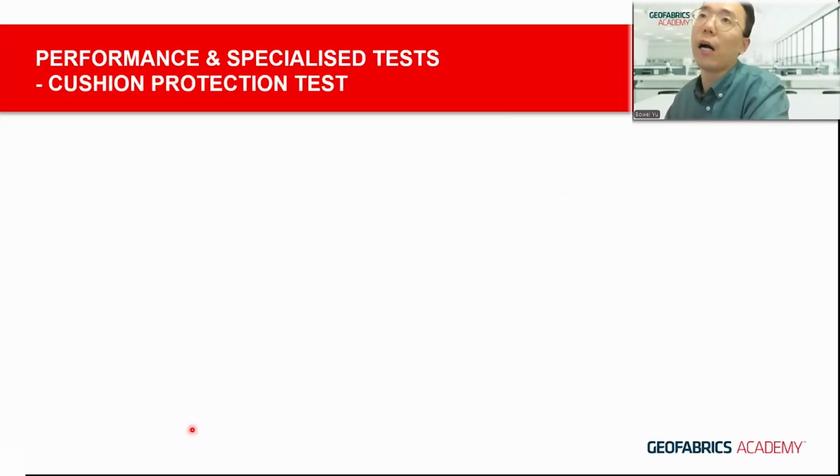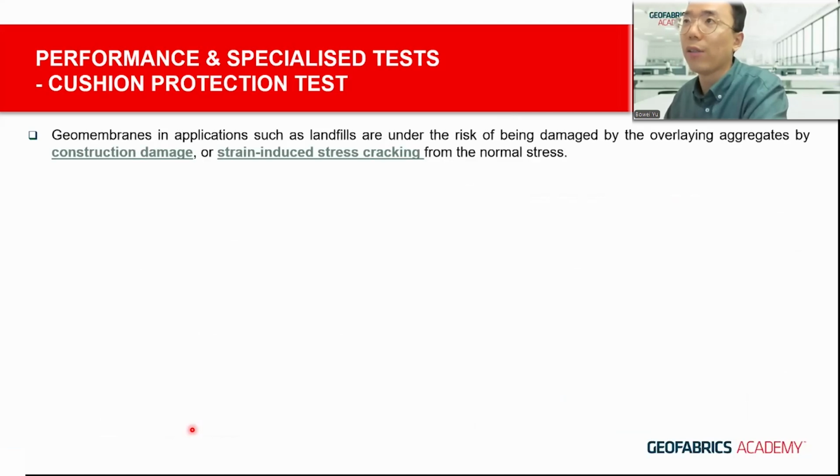The third test I want to introduce for our GRADE laboratory is the cushion protection test. This test has become very popular because people really want to understand when geomembrane is used in applications such as landfills, they tend to have strain-induced stress cracking from the overlying aggregates due to the normal stress.